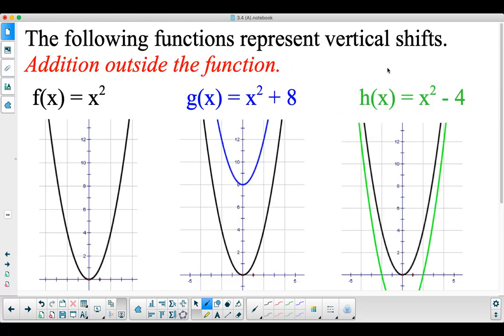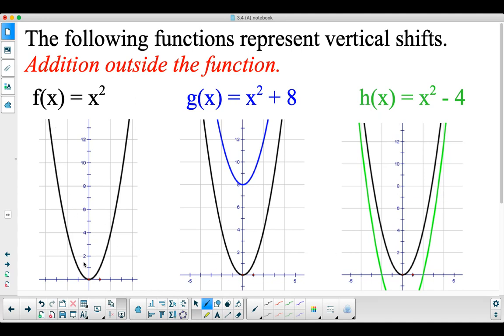All right. What we're going to be heading into in part 2 is looking at the transformations. So transformations come in the form of translations, which are shifts to the left or right or up or down. We also have compressions and stretches, which can be horizontal or vertical. And then we also have reflections.